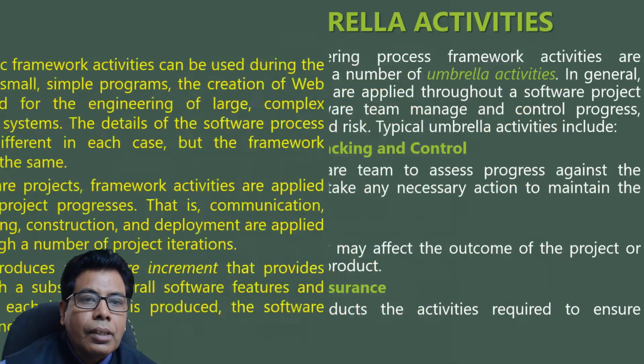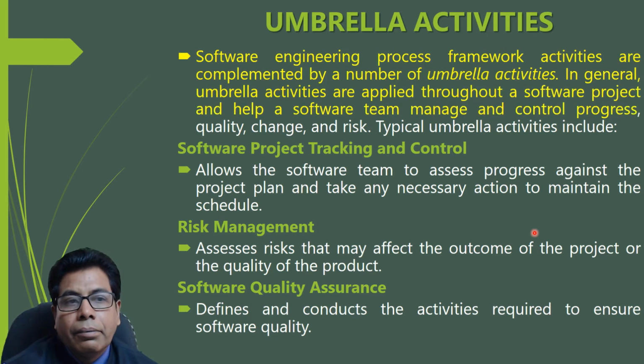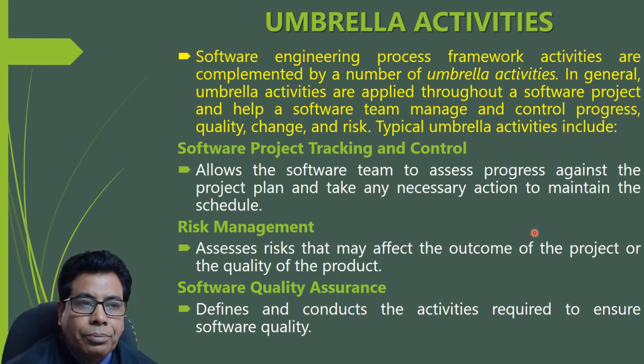Then let us come to the umbrella activities. Software engineering process framework activities are complemented by a number of umbrella activities. These are applied throughout a software project and help the software team manage and control progress, quality, change, and risk. Typical activities include the following, and we'll see them one by one.